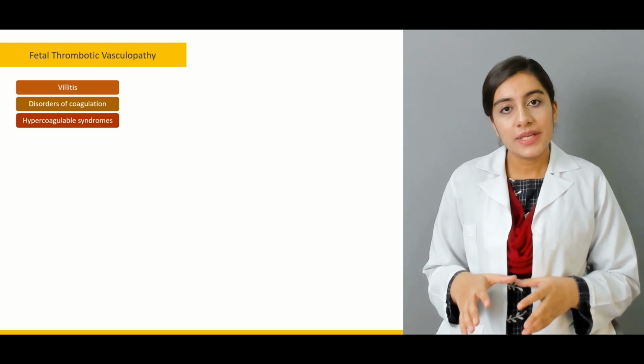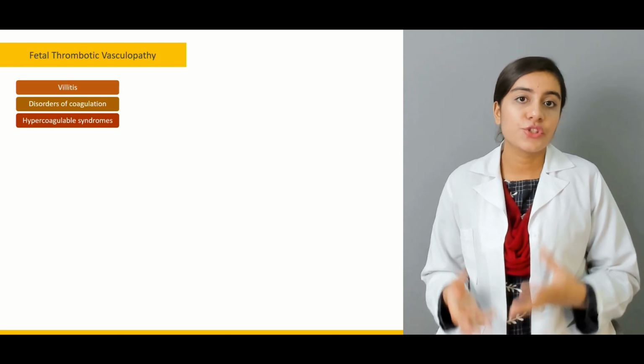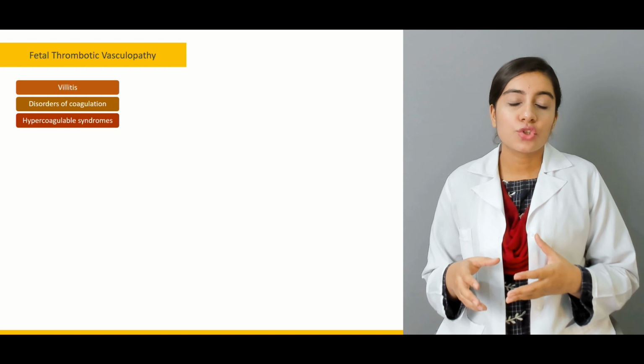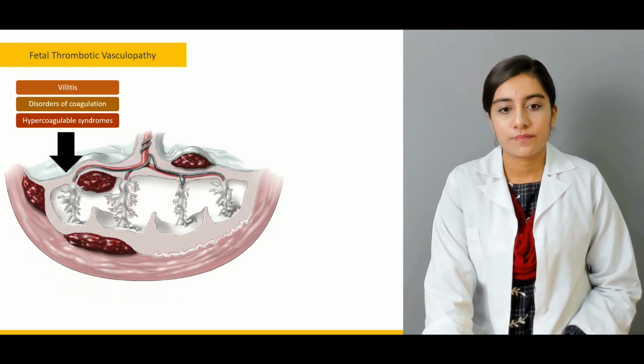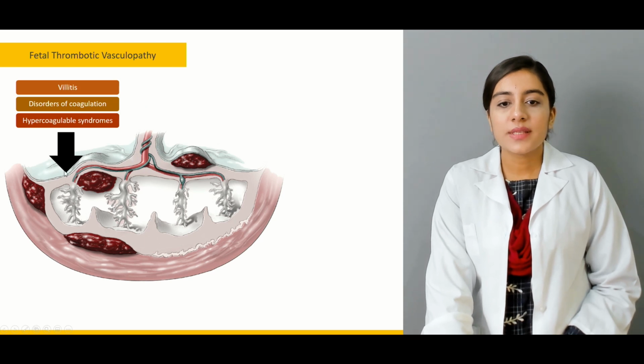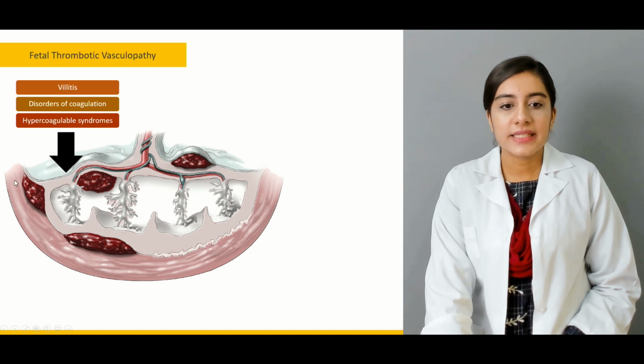So now we will be looking at the diagram that will show us the presence of thrombi inside a placenta. Okay, now this is a placenta. These are the villi. This is the intervillous space. This is the decidua basalis.